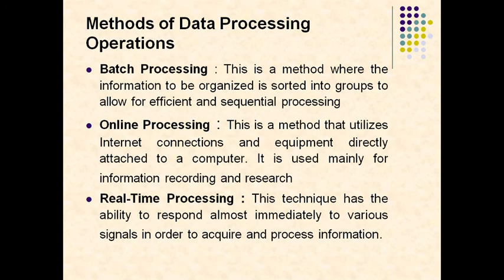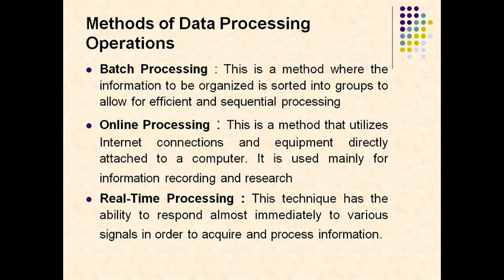Let us see these four types of data processing operations. Batch processing. This is a method where the information to be organized is sorted into groups to allow for efficient and sequential processing. Here, the information to be organized is sorted first into groups to allow for efficient and sequential processing. This is batch processing. Next, first in first out. Okay, who comes first will be taken first.